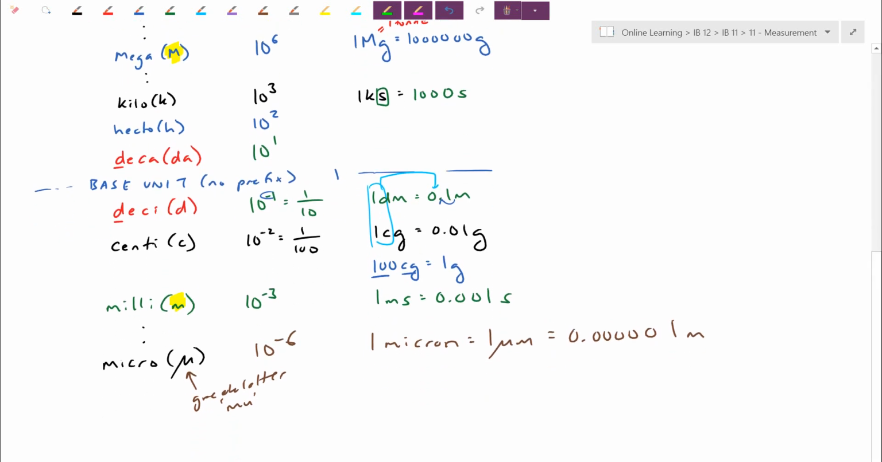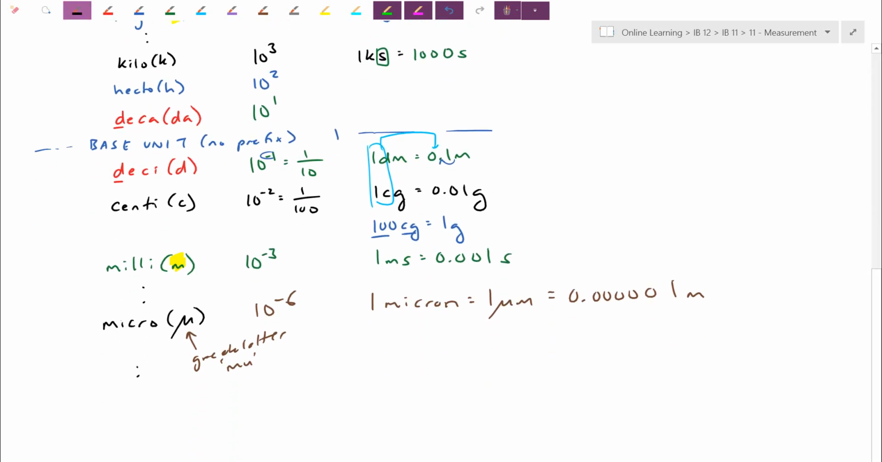Let's skip 2. Let's skip 10 to the negative 7, 10 to the negative 8, and let's go down to 10 to the negative 9. When we start talking about wavelengths of light, we like taking in this scale here, and these ones here are called nano, and this one here is going to be just n for short.